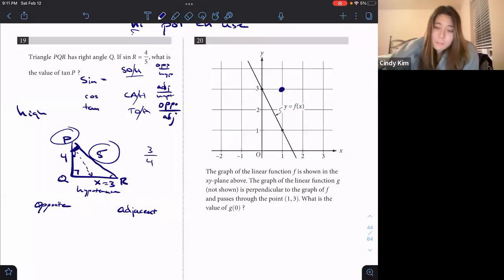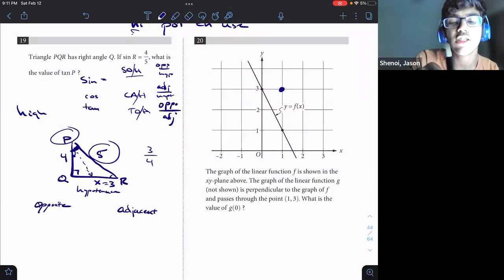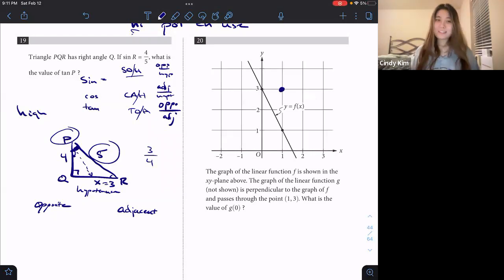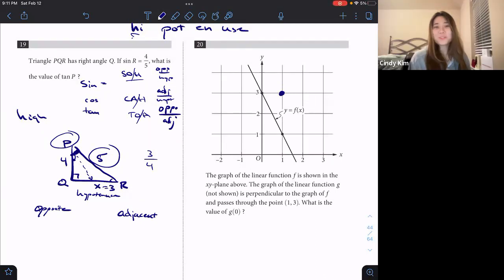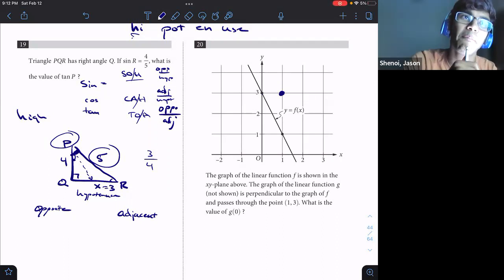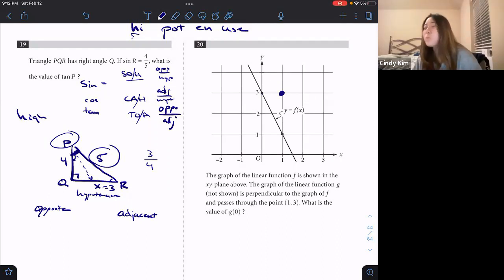Perpendicular. So what is perpendicular? That essentially is just telling you what the slope is. If it's perpendicular, the slope is the negative reciprocal. Do you remember that? Maybe, probably not. Okay, well, what's the slope of this? What is the slope? I want you to tell me. It's 1/3. No, it's not 1/3.